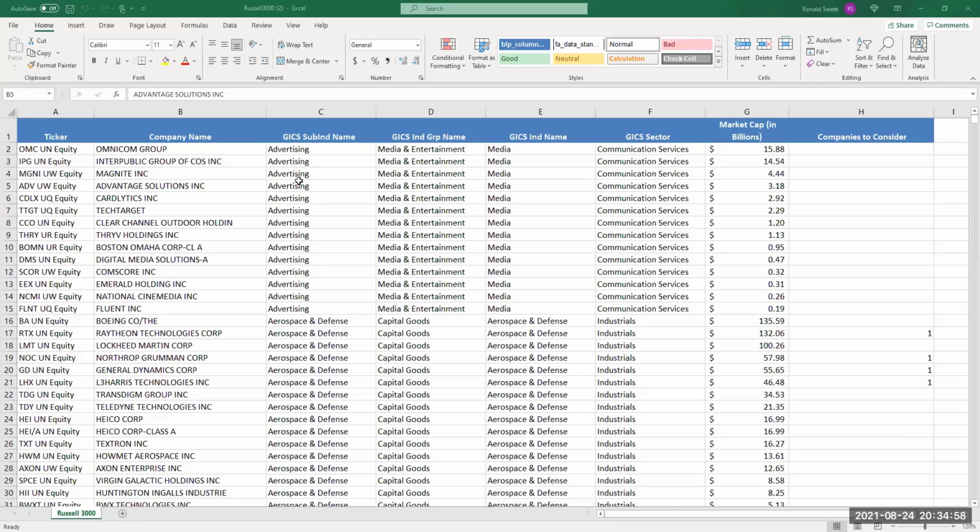So I organized it by industry, column C, but you can resort it by column D or column E. I wouldn't go by sector unless you're going to do telecom or something. And then I sorted it by company size. I don't know if anybody would want to do Omnicorp.